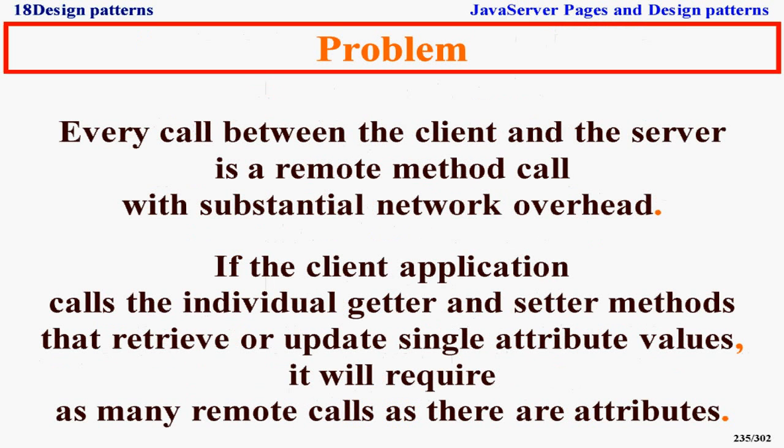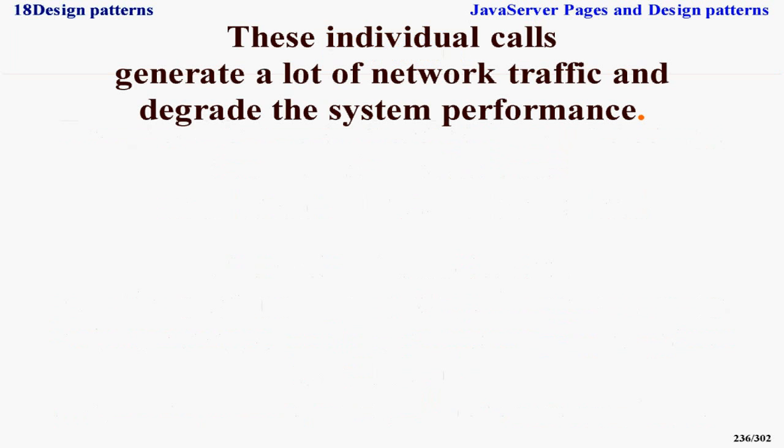Problem. Every call between the client and the server is a remote method call with substantial network overhead. If the client application calls the individual getter and setter methods that retrieve or update single attribute values, it will require as many remote calls as there are attributes. These individual calls generate a lot of network traffic and degrade the system performance.